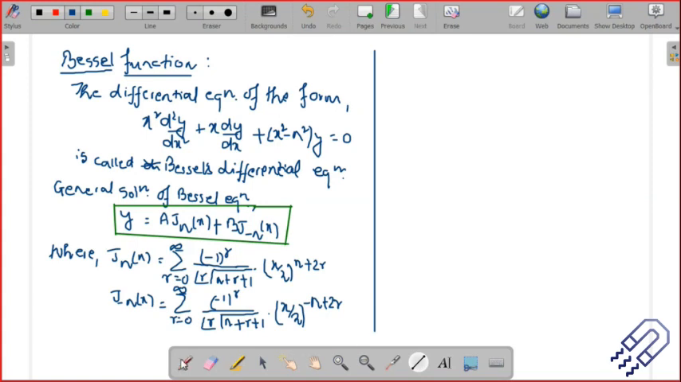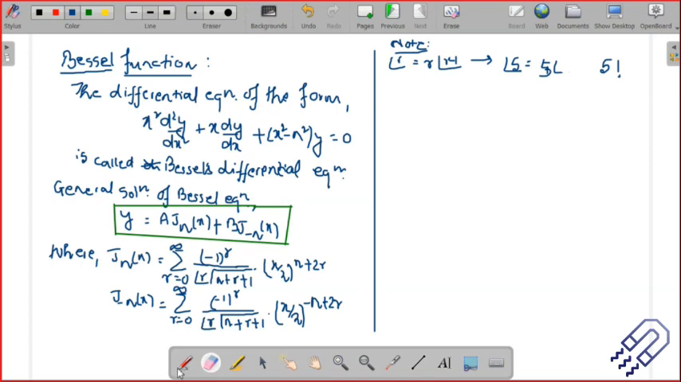Apart from that, there are certain things that I hope you remember. Factorial r can be written as r into factorial of r minus 1. These are some notes which you should remember. You can recall the gamma function and all. In general, let's say factorial 5, you can write it as 5 into factorial 4.